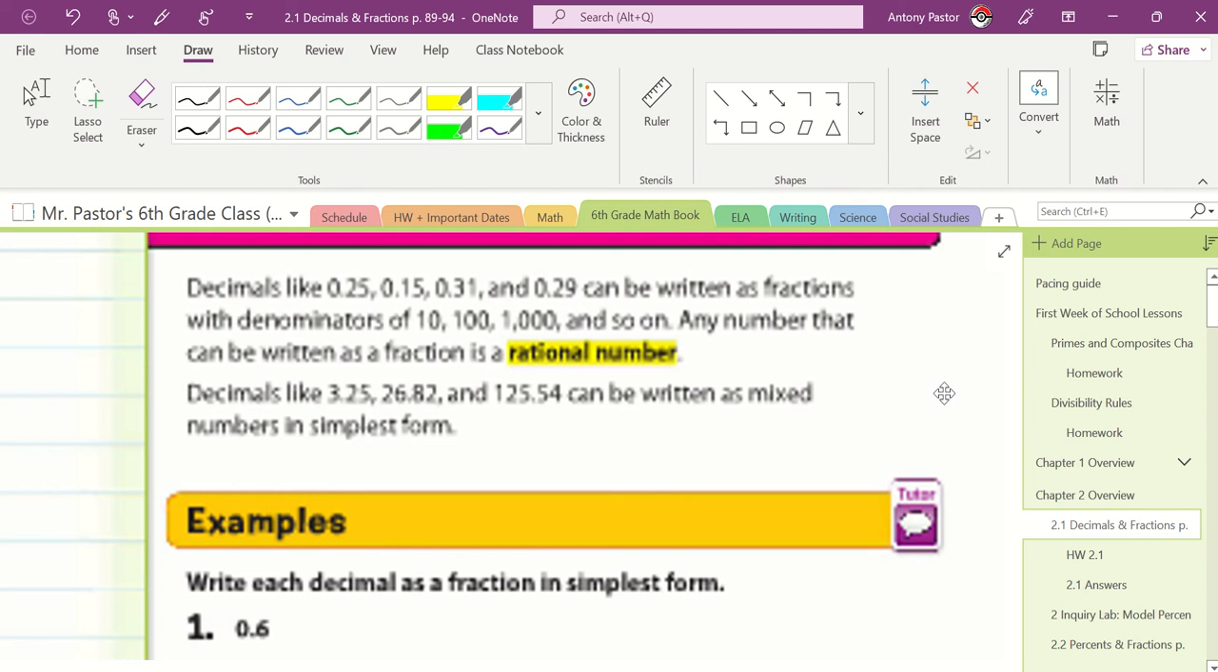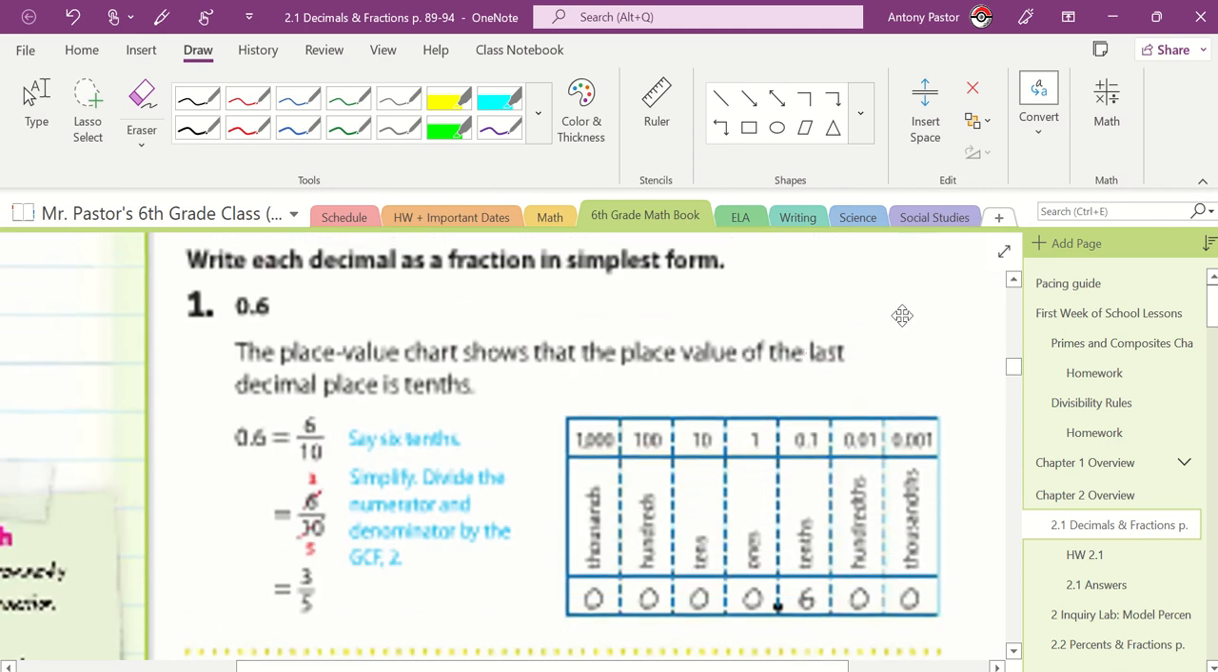Decimals like 3.25, 26.82, and 125.54 can be written as mixed numbers in simplest form. Mixed numbers are also rational numbers because technically a mixed number is kind of a fraction, and if not, you can turn the mixed number into a fraction. It'll be an improper fraction, which we also will get to later. There's going to be a lot this year.